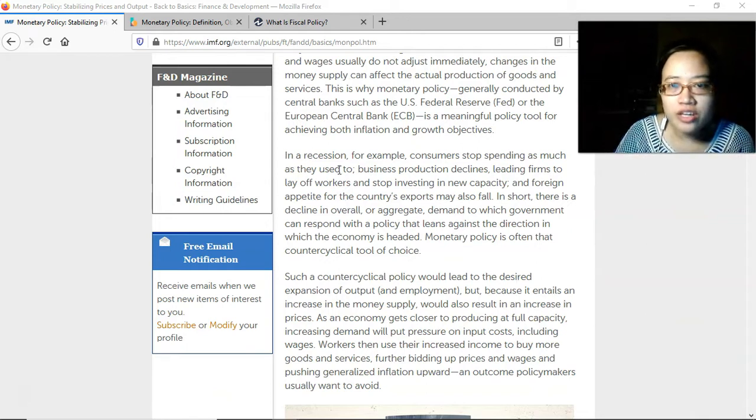Continuing on, in a recession, for example, consumers stop spending as much as they used to. So essentially, what we're experiencing in a recession is that, currently we're in a recession, technically. There is not much economic activity because of the various lockdowns. There are many businesses that aren't operating, and there are also many businesses that are operating on limited capacity, so they aren't producing as much as they can, and they are also not generating as much income as they could, right? And so we're in a recession.